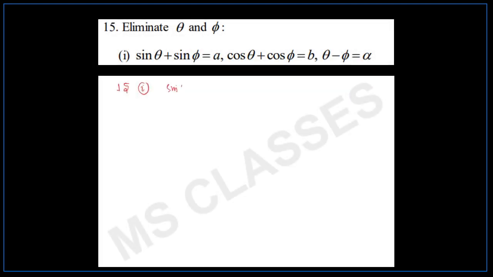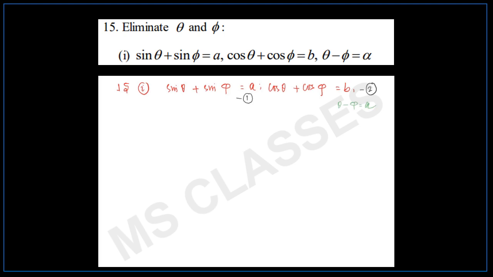Sine theta plus sine phi equal to A. Cos theta plus cos phi equal to B. And theta minus phi equal to alpha. Now how to find this? We have to get theta minus phi, but here we have sine theta plus sine phi and cos theta plus cos phi. So what we'll do, children, write down. Mark this as equation 1 and this as equation 2.